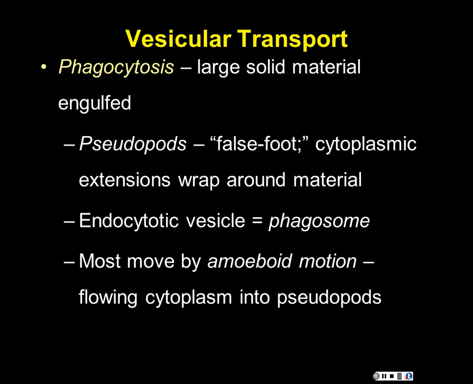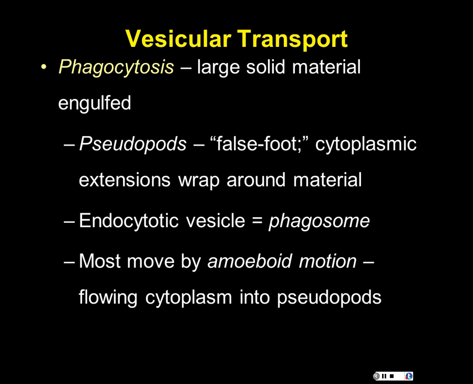In order to do so, the cell membrane will extend to make these things called pseudopods. Pseudo means false, pod, foot, feet. These are cytoplasmic extensions that look like feet or arms, but they're not. They're just cytoskeletal proteins pushing out the membrane. And they encompass, or like bear hug, something.